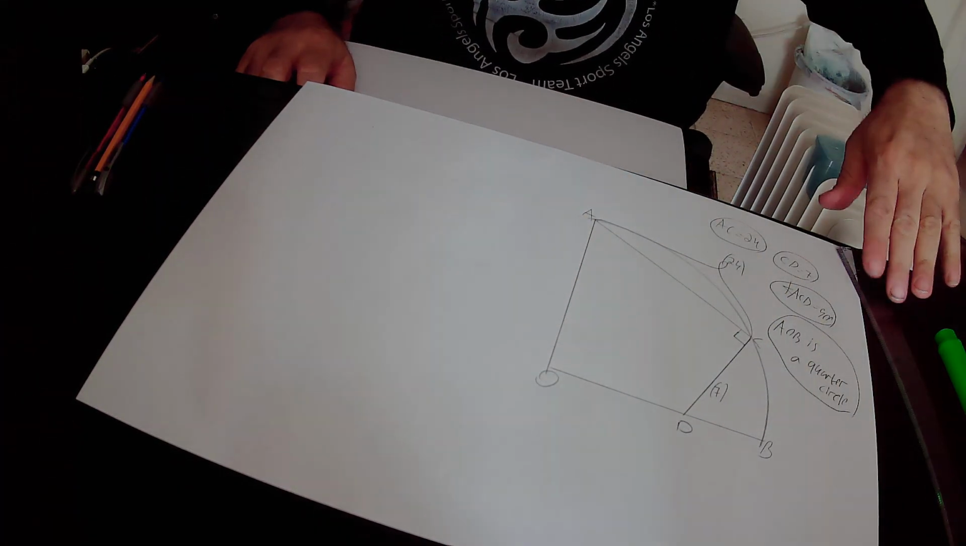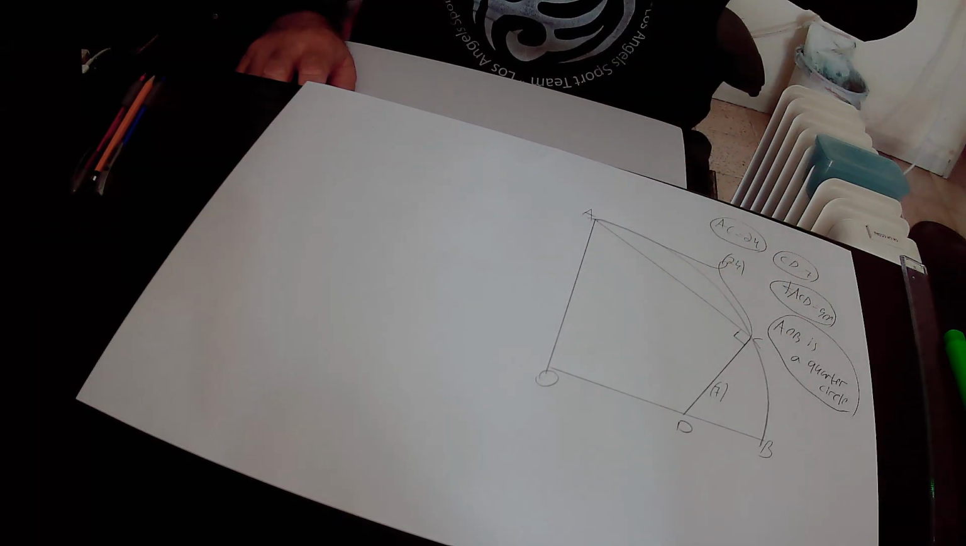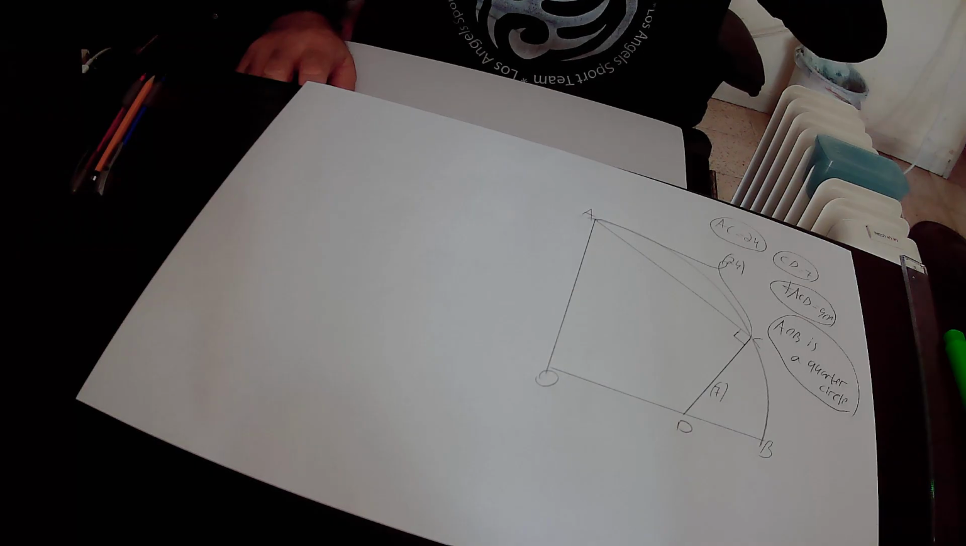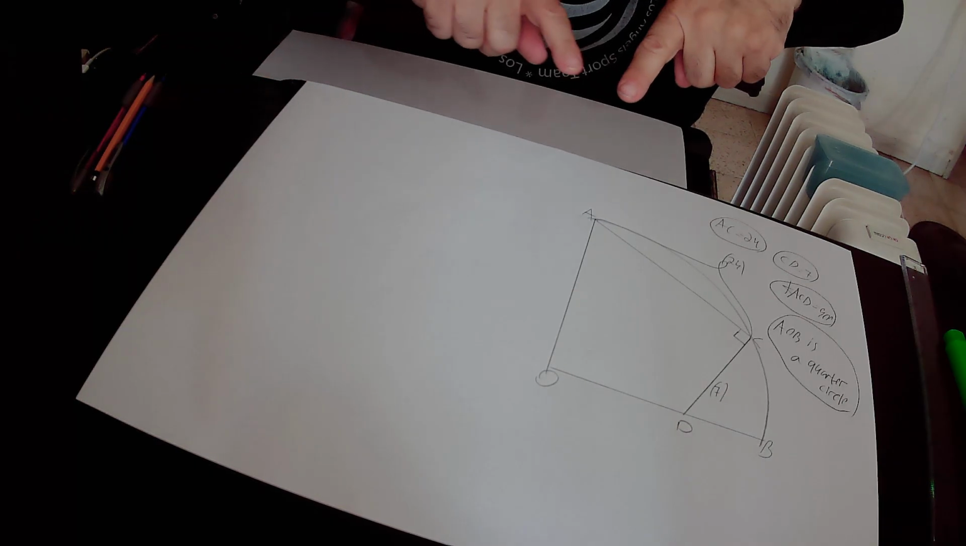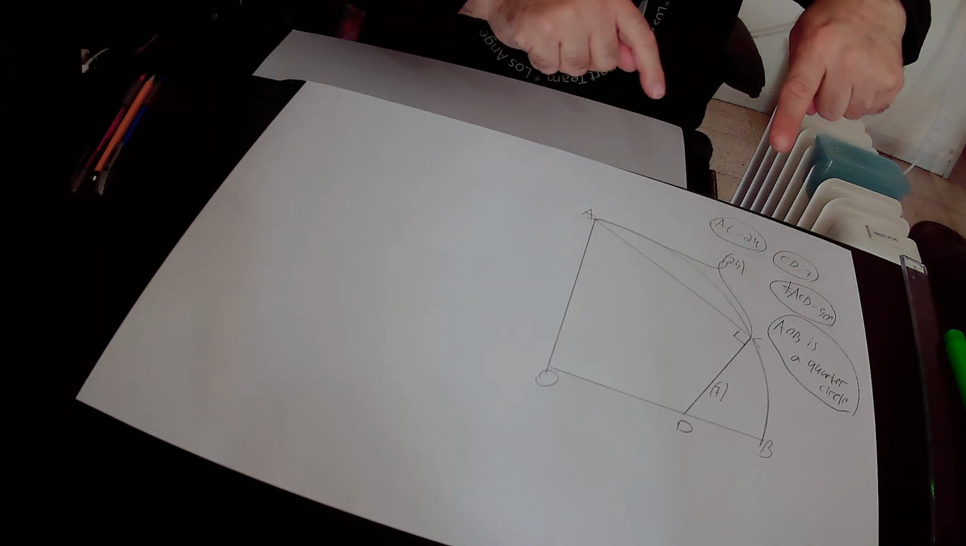In this lecture, we'll find out the area of quadrilateral AOCD. In the drawing, we have a quarter circle. AOB is a quarter circle, and we know that the length of side AC of quadrilateral AOCD is 24 units.